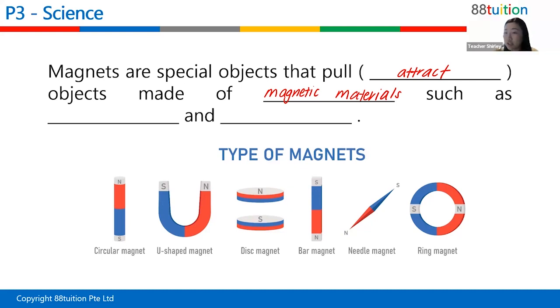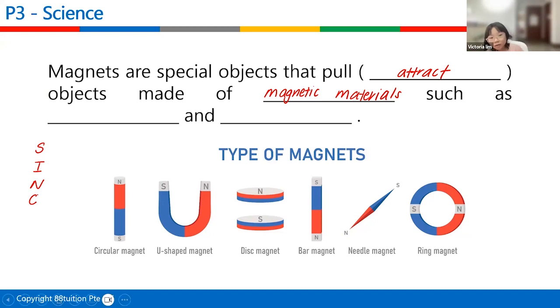Let's continue. We are just on the first slide now. Magnets are special objects that attract. When you pull something towards you, like the magnet pulling something towards it, it's an attraction. Made of magnetic materials, such as what are some examples of magnetic materials? Such as iron and nickel. Yes.